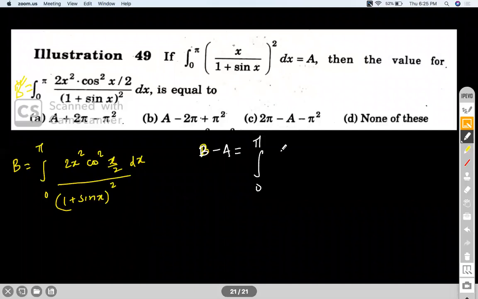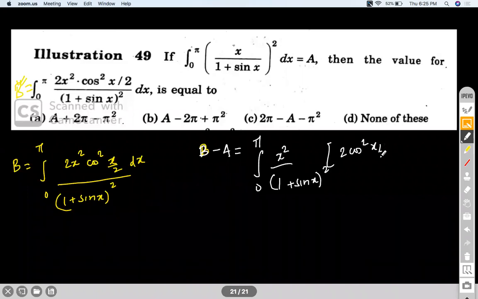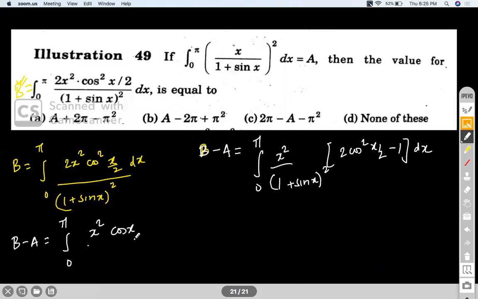So B minus A will become, since the denominator will be the same, x square if you take common, x square by (1 plus sine x) the whole square, you get 2 cos square (x by 2) minus 1. Now 2 cos square (x by 2) minus 1 is cos x. So B minus A is as good as integrating 0 to pi x square cos x by (1 plus sin x) the whole square. Correct?